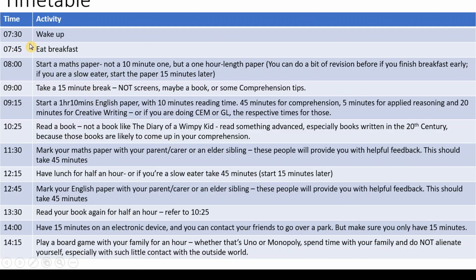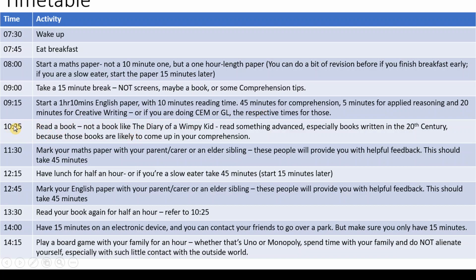So I would say around 7:30 you should wake up, and then at 8 o'clock you should start a maths paper. Make sure it's not a 10-minute length one, but an entire 1 hour length paper. And at 9 o'clock you should take a 15-minute break. Now make sure this is not on the screen. Maybe reading a book or some comprehension tips, but I would say don't read a book, just have some comprehension tips. Because at 9:15, you're going to start a 1 hour 10 minute English paper, with 10 minutes for reading time.